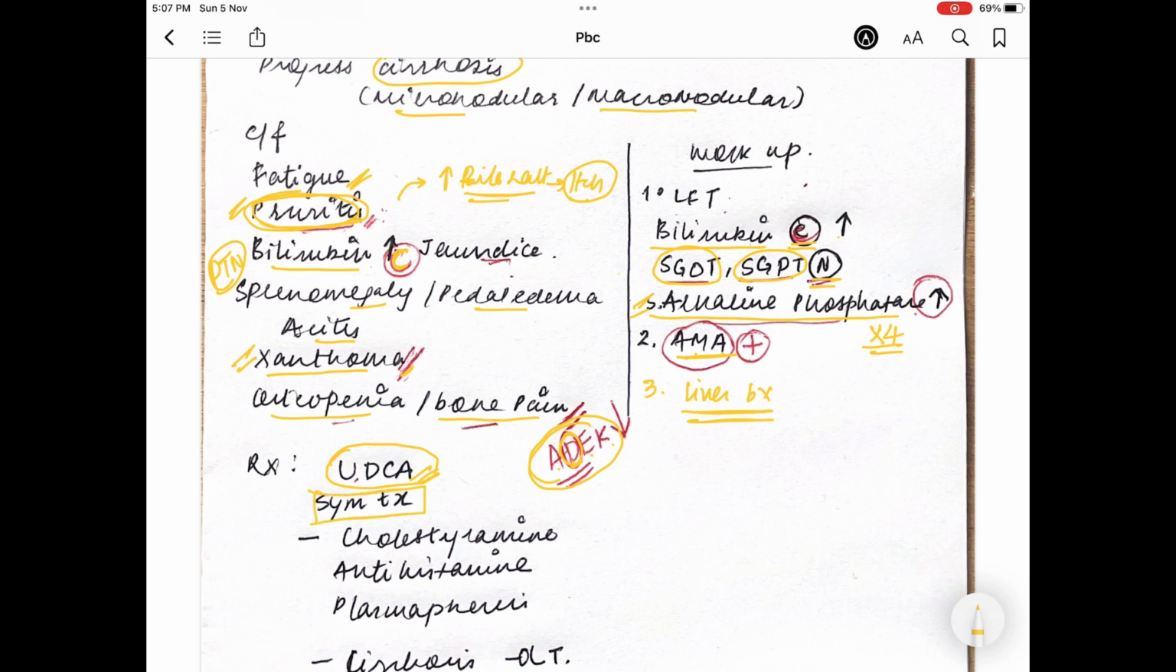We can prescribe antihistamines, and in severe cases, when there are more antibodies present in the patient's blood, we can do plasmapheresis, and we can also give the drug cholestyramine to the patient. And in very severe cases, like if this disease PBC progresses to cirrhosis, we can also do an orthotopic liver transplant in this patient.